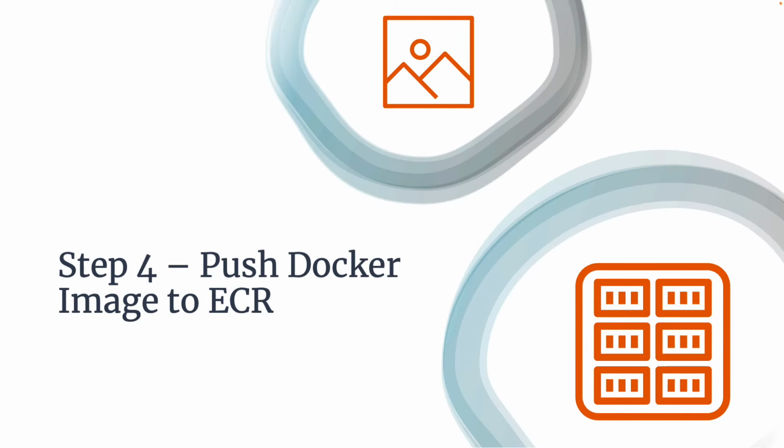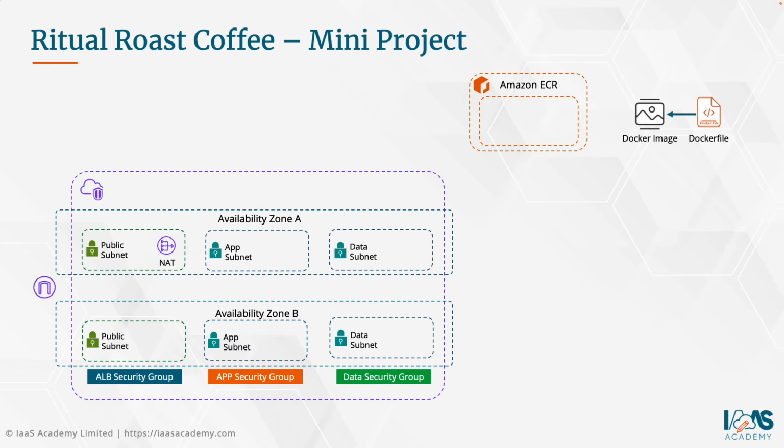Okay, so step 4 is where we're going to push the Docker image into ECR. We've built a Docker image with the Dockerfile, and now all we need to do is push that image into ECR, into the repository we created earlier. So let's do that next in the AWS Management Console.